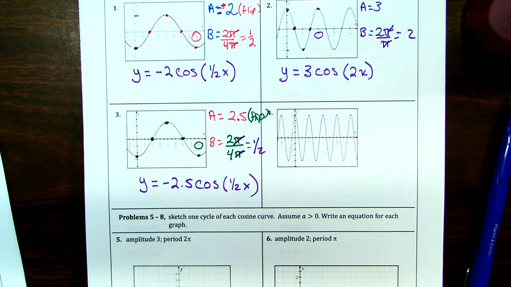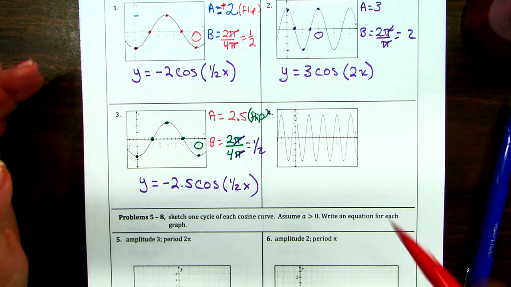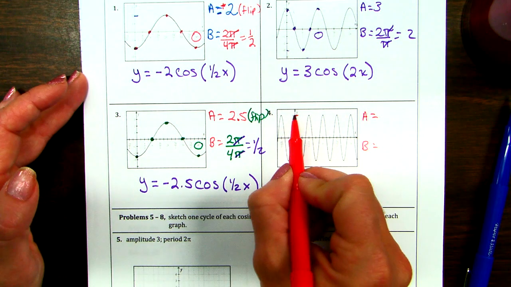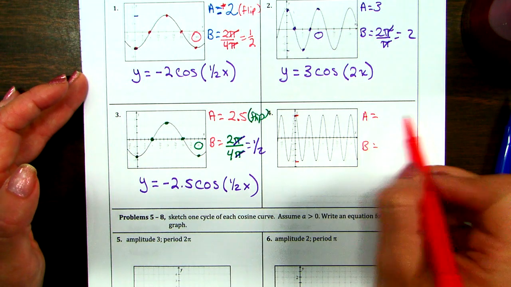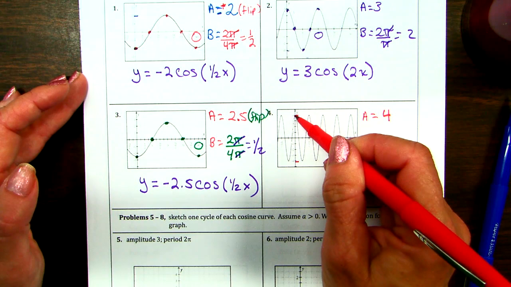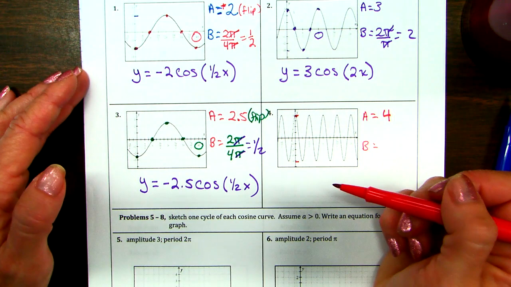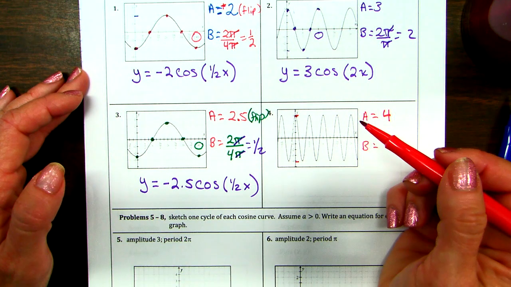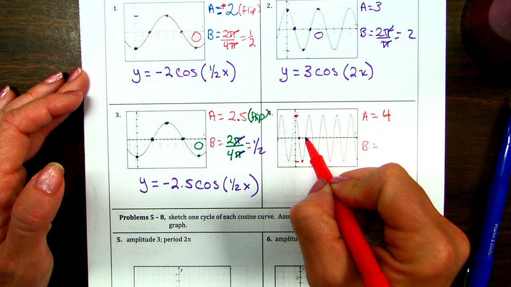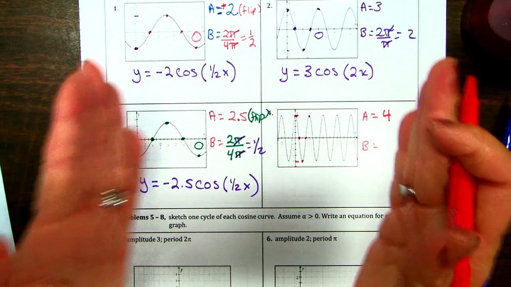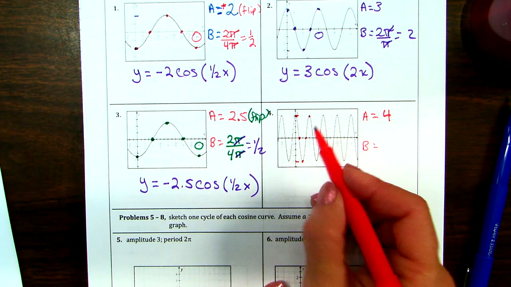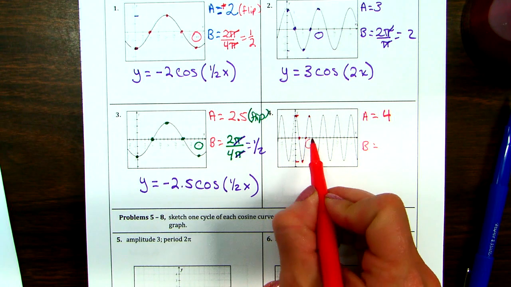Hopefully it feels easier than Friday, because we're doing it again. All right, A equals, B equals. Up to 4, down to -4, amplitude is 4. I'm starting up, middle, down, so it's not a flip. And then I'm going to go out 5 places. 1, 2, 3, 4, 5. This one is really squeezed. Really, really squeezed. We go out to pi over 2.